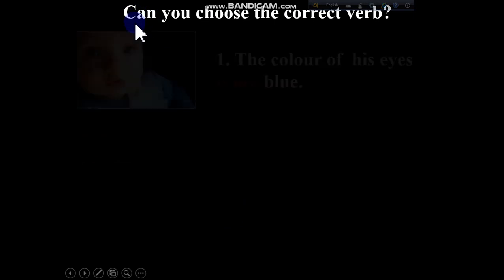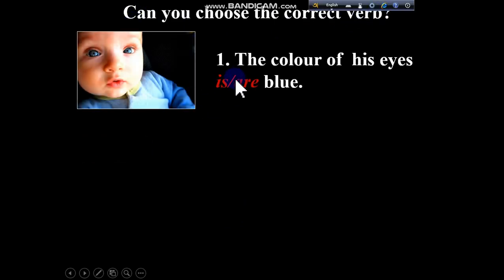Can you choose the correct verb? The color of his eyes is blue or are blue. What will be the correct answer? You know, the subject here is the color. It is third person singular number. The answer should be is.